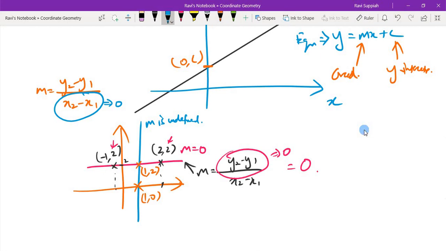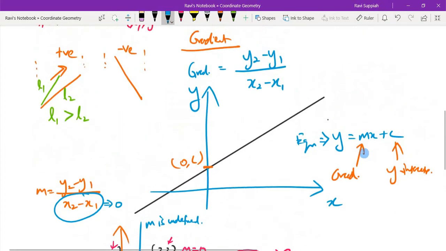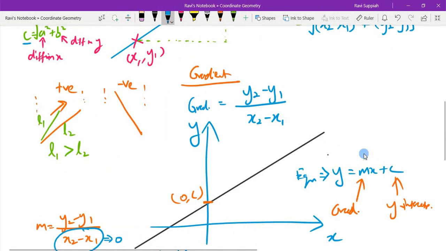Okay, so that is the only two exceptions to the gradient that you should be aware of. Okay, that you don't need to apply the formula. When you look at the lines that are either parallel to the x-axis or the y-axis, you straight away know what the gradient should be. Okay, other than that, you can use the generic formula over here to find out the gradient.